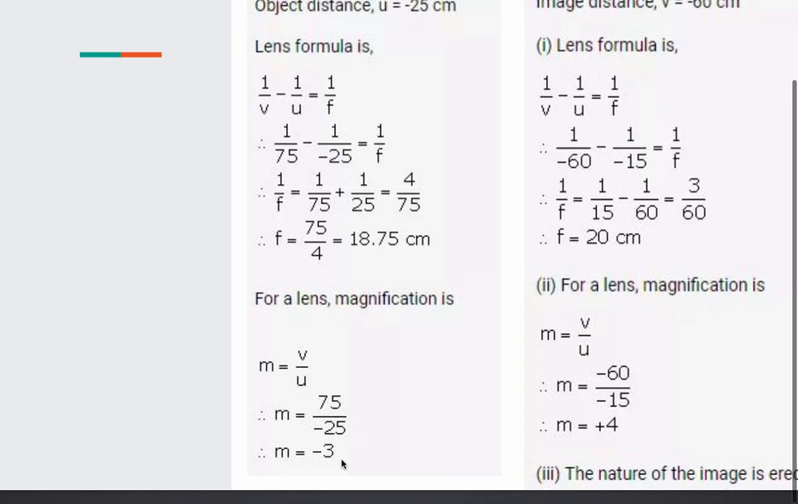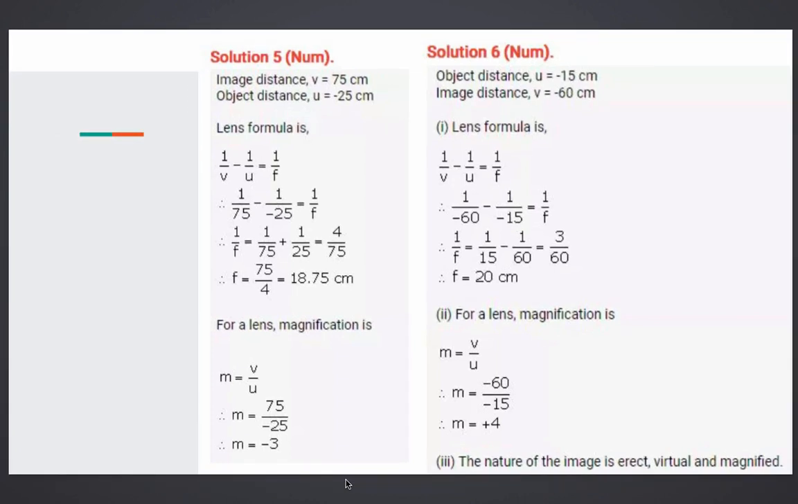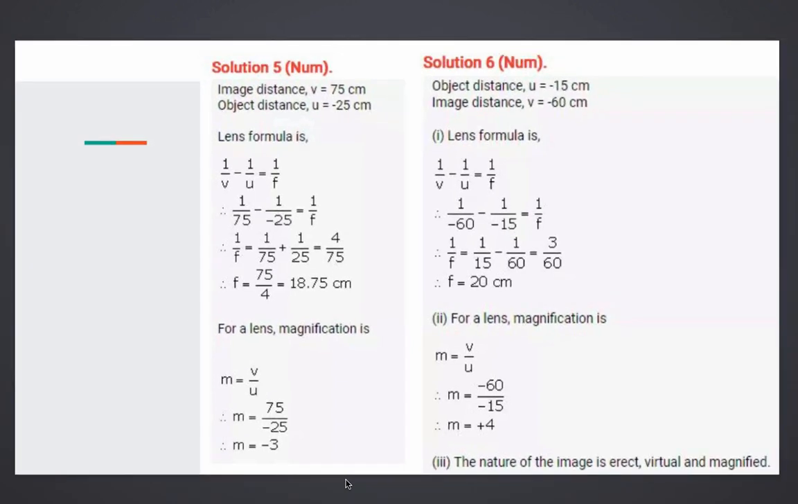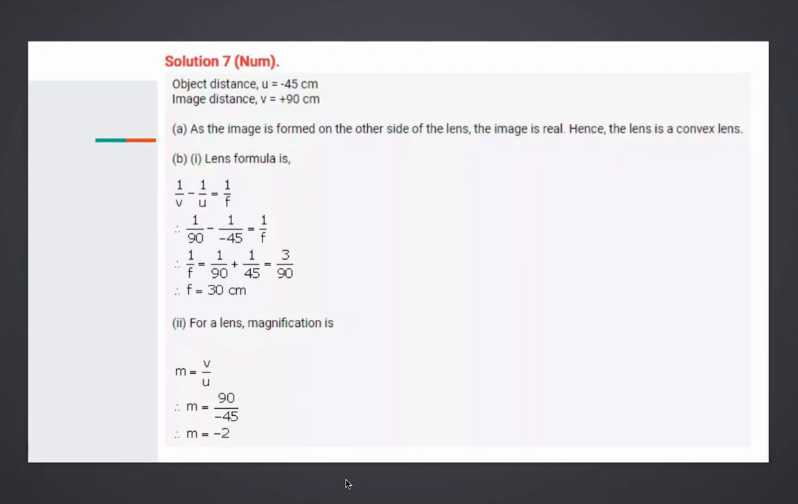So solve the 2, minus 3 is the correct answer. Clear, students? 6th is homework. Still, I am sharing the solution with you all. Do it yourself and then check it as well. Okay, let's move to the next, 7th question.